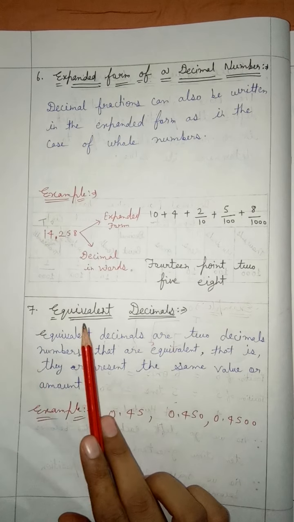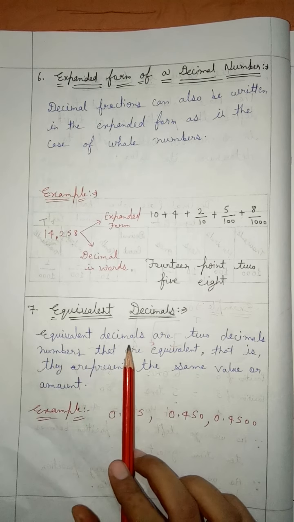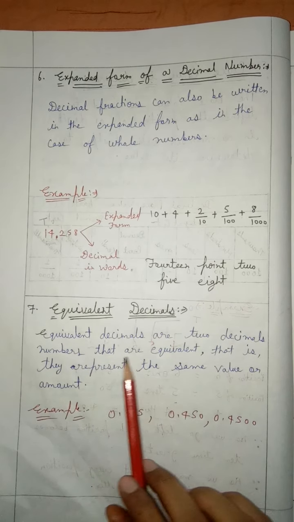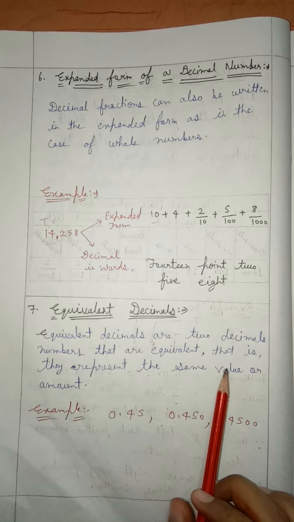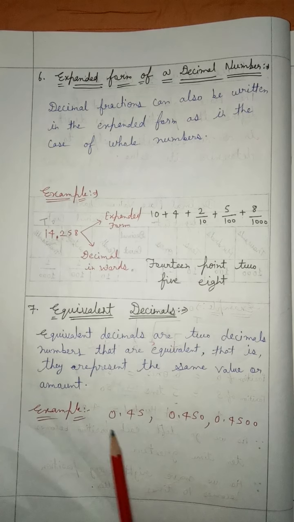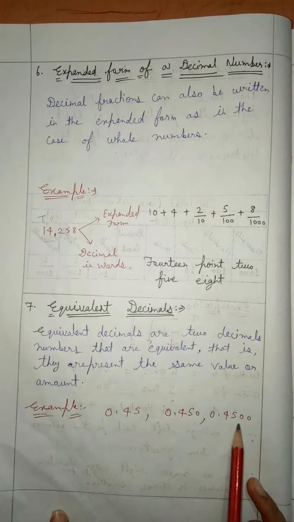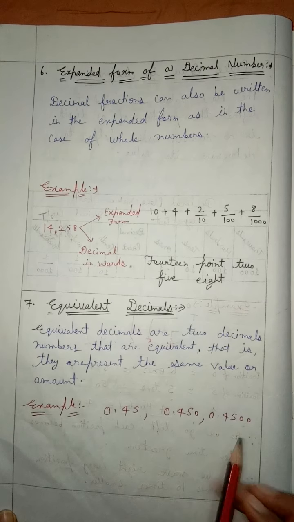Now the seventh, equivalent decimals. What are the equivalent decimals? Equivalent decimals are two decimal numbers that represent the same value or amount. It's like here: 0.45, 0.450, 0.4500. They all are the same.